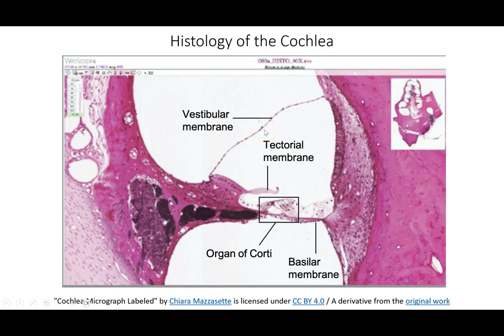So here's some histology. So this is a stained image under the microscope of real tissue out of a cochlea. All right, so here is the vestibular membrane, here's the tectorial membrane, here's that organ of Corti again, so we can't see the cilia in here, but they would be up here, and then that basilar membrane right there.